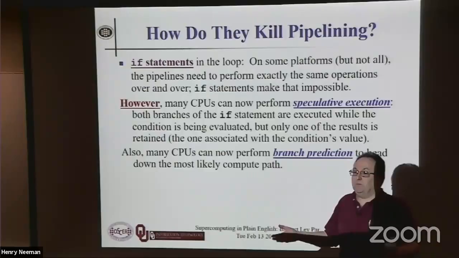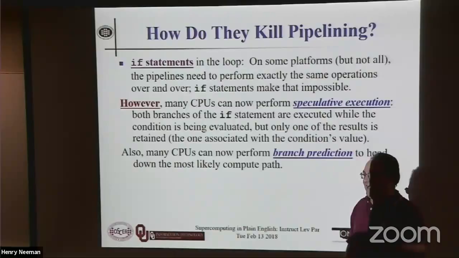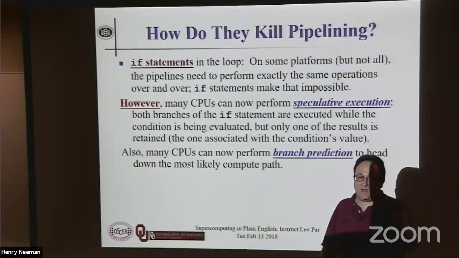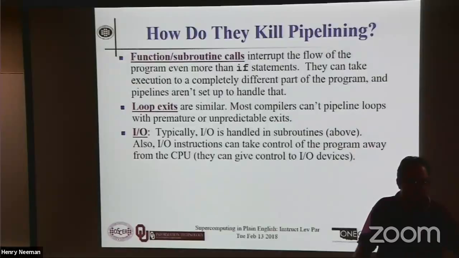The simplest form of branch prediction is, I'm going to guess that a condition will always be true, because most of the time it'll probably be true. So I'll just go ahead and assume it's gonna be true until I discover it's not. And I already said all this stuff.